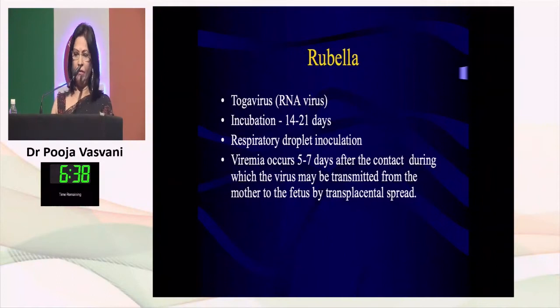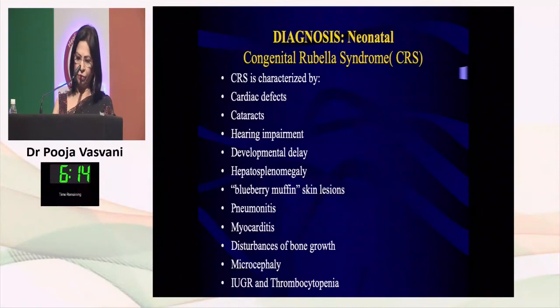So I will talk about the first infection, rubella infection, which is an RNA virus with an incubation period of 2 to 3 weeks. And the mode of transmission is through respiratory droplet infections. And viremia generally occurs 5 to 7 days after the contact, during which time the virus may be transmitted from the mother to the fetus through transplacental spread.